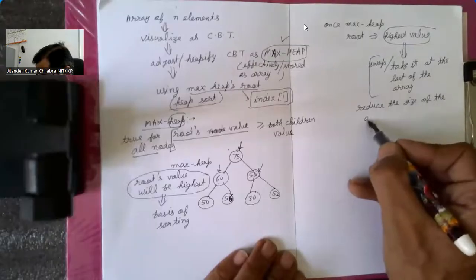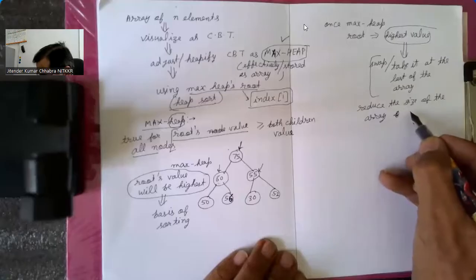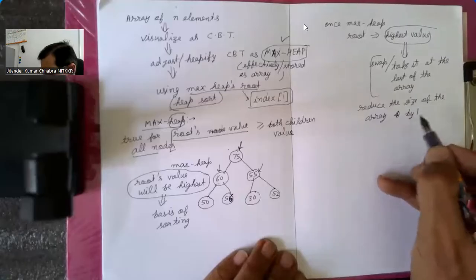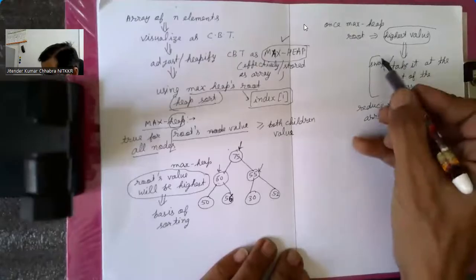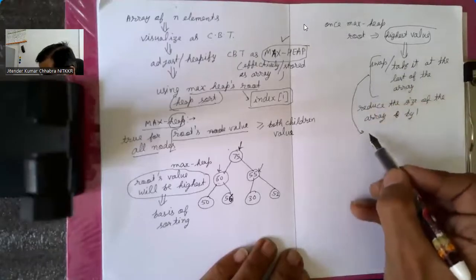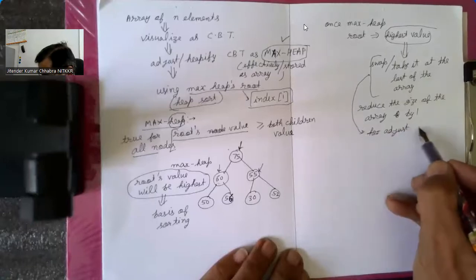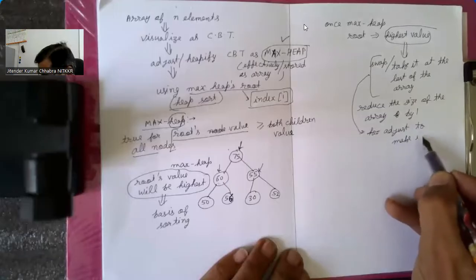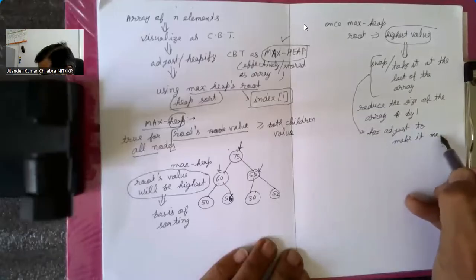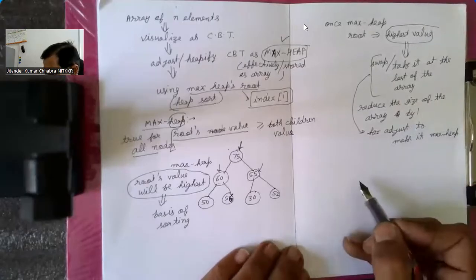Consider the length of the array list to be 1 lesser. Reduce the size by 1. Now, after this, it will be again heapified or adjusted to make it max heap. Once it is made max heap, again the root has the highest value.